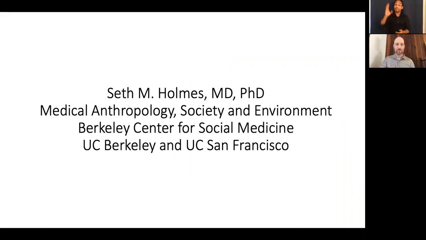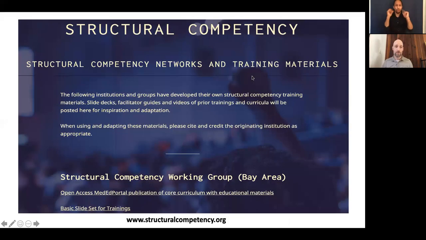I'm Seth Holmes. I'm a physician and an anthropologist on faculty at UC Berkeley and UCSF. First, I want to say that the thing that excites me the most about structural competency is the possibility of building solidarity between health professionals and patients, and health professionals and communities to work together to change social structures so that we can have a more equitable and more healthy life for all people. Next slide. What we're trying to do on the website is build a network of people who are working in this area. So you'll see this website that Jayinee just spoke about being built up as you send in information for us. We hope to be able to collaborate all together. Thank you for being here together. Next.